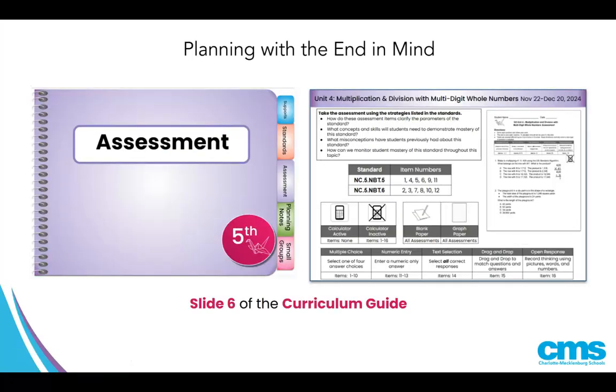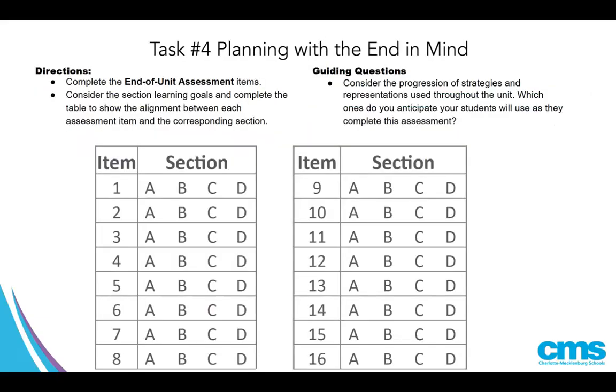Assessment resources are located on slide 6 of the curriculum guide. You can access the assessment by clicking on the assessment icon. If you haven't already taken the assessment, take a moment to complete the items. Consider to which sections each task is aligned and record the section on your note catcher.